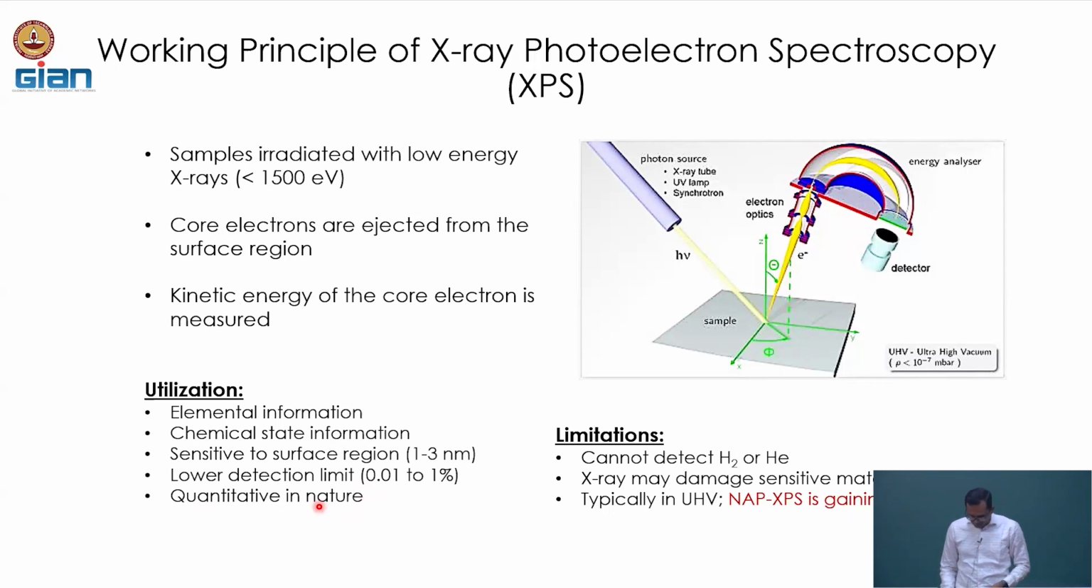Okay. There are a few limitations: it cannot detect hydrogen or helium, it may damage some of the sensitive materials, and typically the XPS that we see in our institutes is operated in ultra high vacuum conditions, so 10 to the minus 10 torr type of thing. But for our catalytic reaction we need higher temperature and reactive gases flowing.